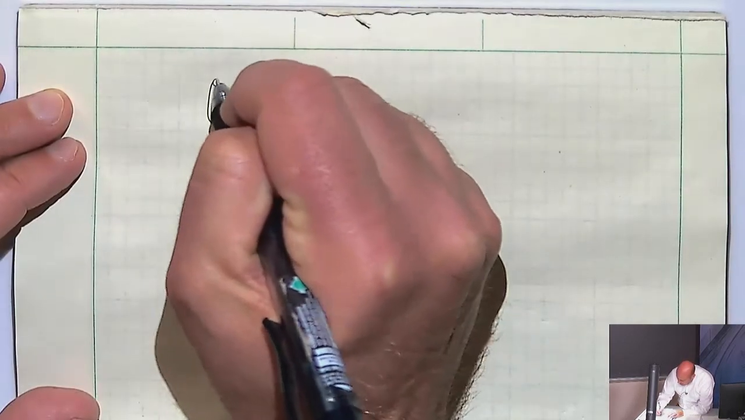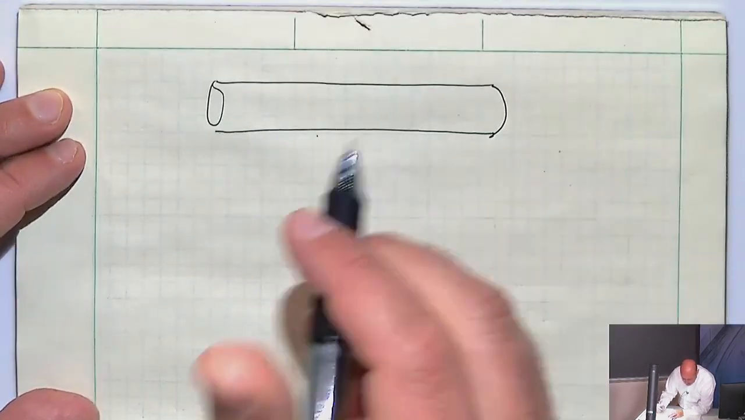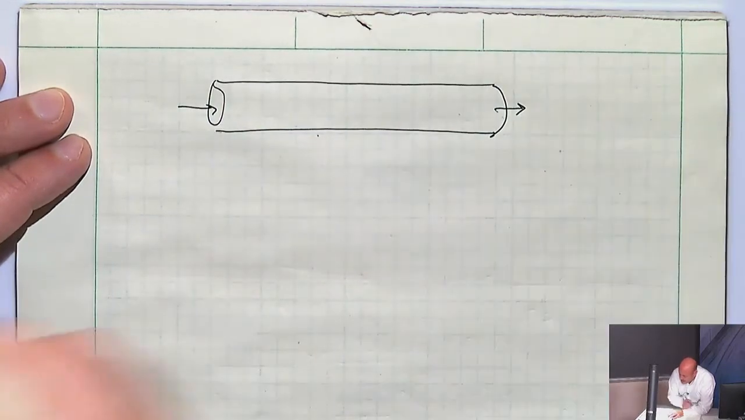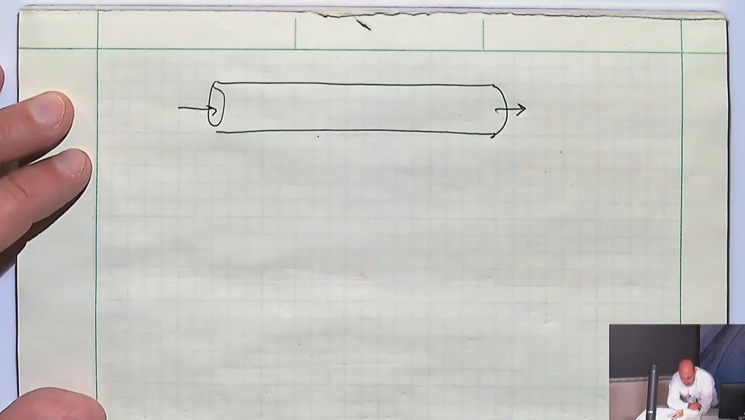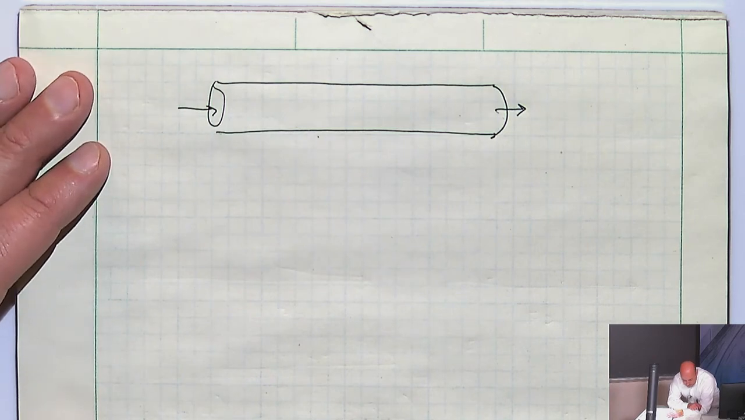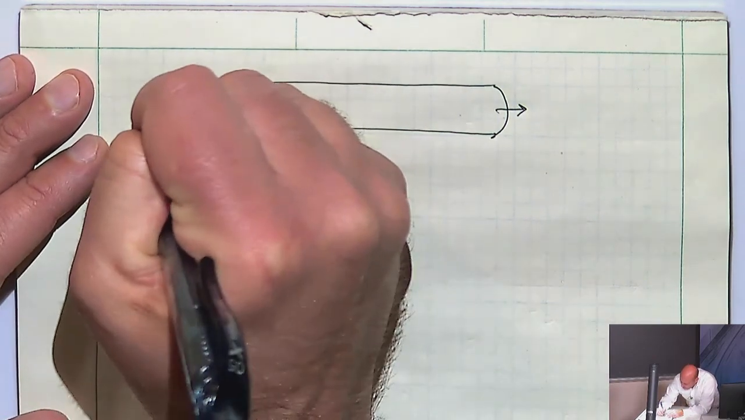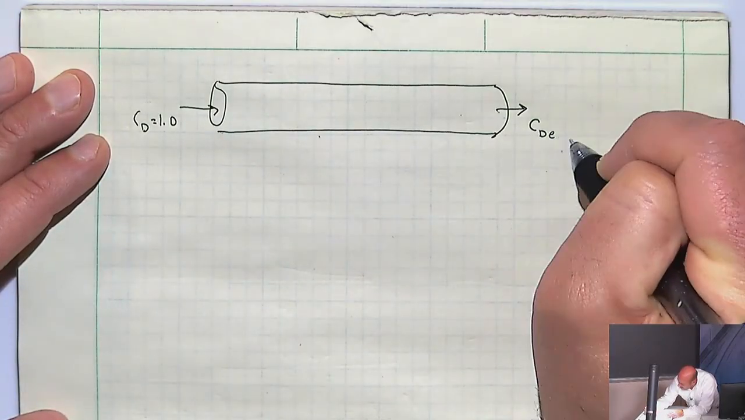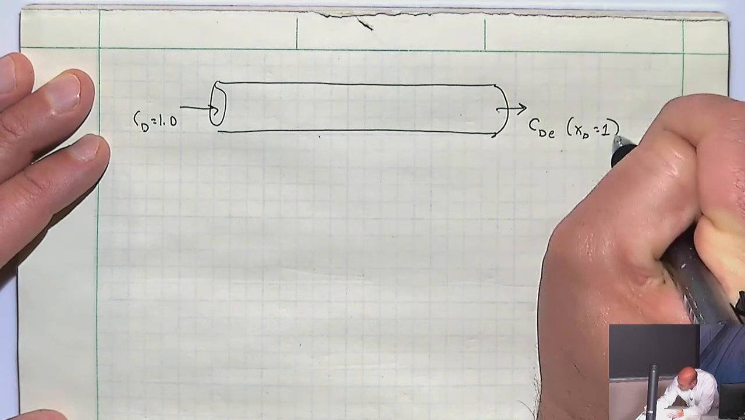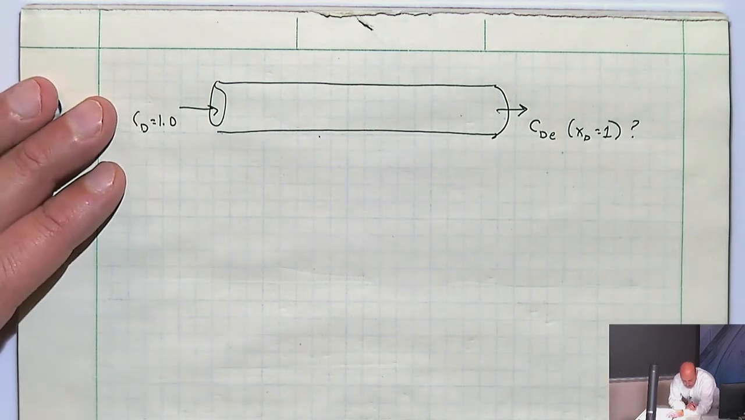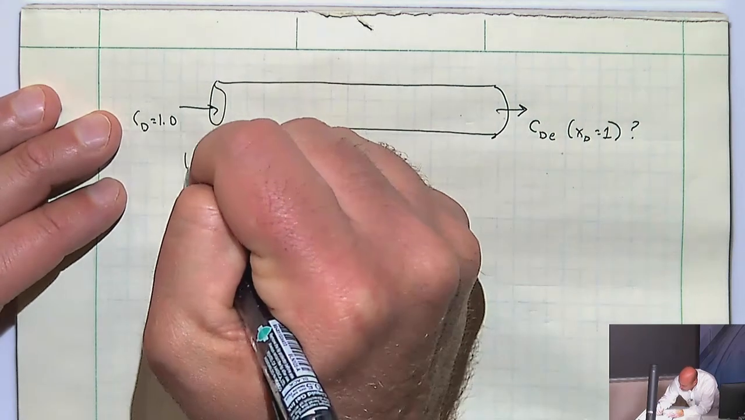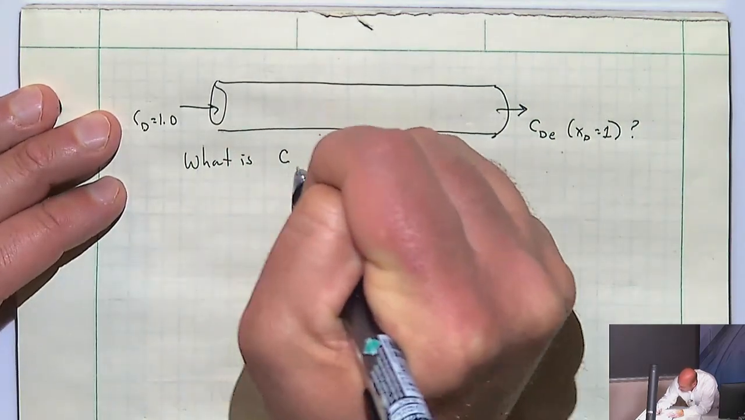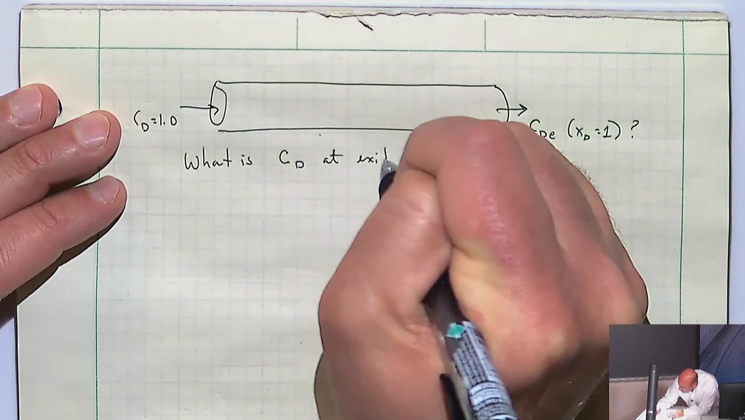Okay. So again, we got our 1D reservoir. A lot of these concepts apply in 2 dimensions and 3 dimensions, but mathematically they're simpler in 1 dimension. So maybe we're injecting concentration of 1, and then we want to know what CD exit is, right? So that's at XD is equal to 1. And so what is CD at exit?